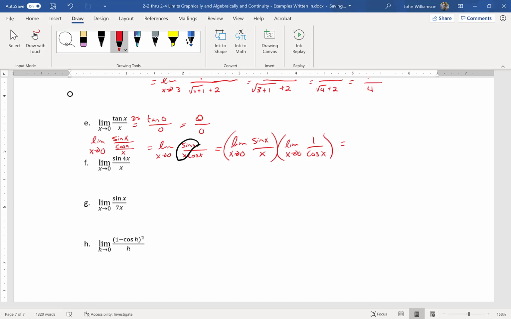And so then now, limit as x is approaching 0, sine x over x is 1. So this just becomes 1 times 1 over cosine 0. At this point, we can substitute because cosine of 0 is not 0, right? So that means this is 1 times 1 over 1, or 1 times 1, which is 1. And we're done.